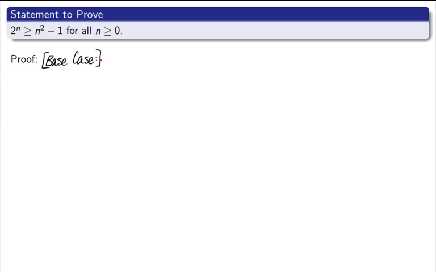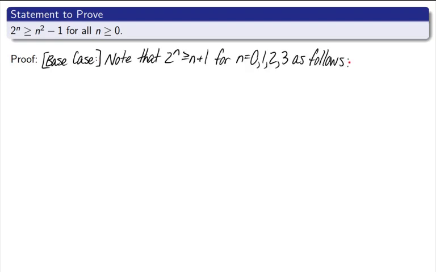But this time I'm going to think a little bit in advance, and I'm actually going to prove that this works for 0, 1, 2, and 3. Reasons for that will become clear later, but if you were doing this proof from scratch, you might try it at 0, and then if you run into a snag in the inductive case, you could go back and do some more base cases if needed. Note that 2 to the n is greater than or equal to n squared minus 1 for n equals 0, 1, 2, and 3 as follows.